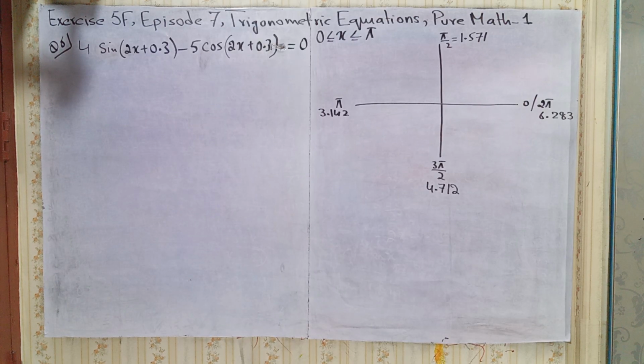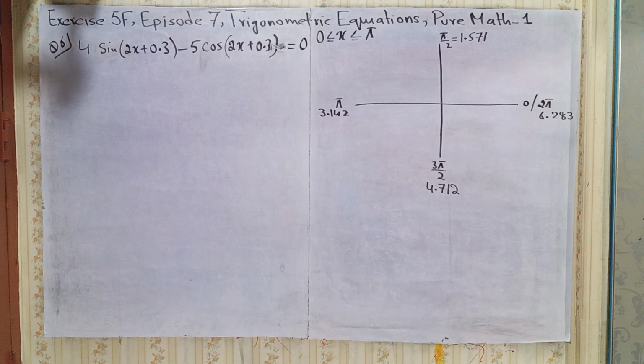In this video, we are working on the course book of Pure Maths 1, exercise 5F. This is our 7th episode on this exercise. The topic of this exercise is trigonometric equations, and the topic of this chapter is trigonometry. This is the paper 1 syllabus content of the Cambridge International AS and A Level Mathematics 9709.